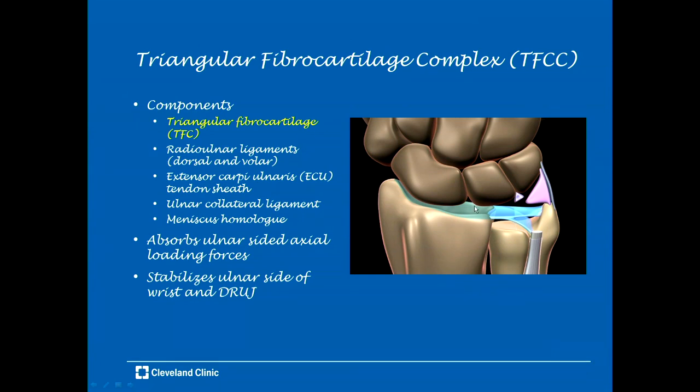There are also the dorsal and volar radioulnar ligaments, which lie on either side, both dorsally and volarly, to the triangular fibrocartilage, as well as the extensor carpi ulnaris tendon sheath, the ulnar collateral ligament, and the meniscus homologue. The function of the TFCC is to absorb the ulnar-sided axial loading forces, as well as to stabilize the ulnar side of the wrist and the distal radioulnar joint.